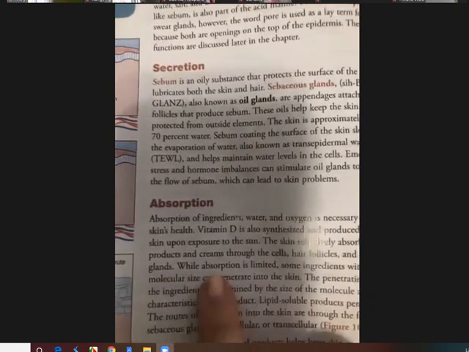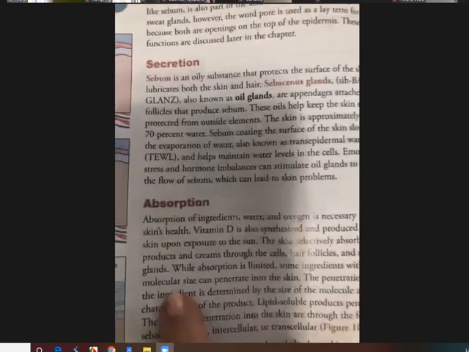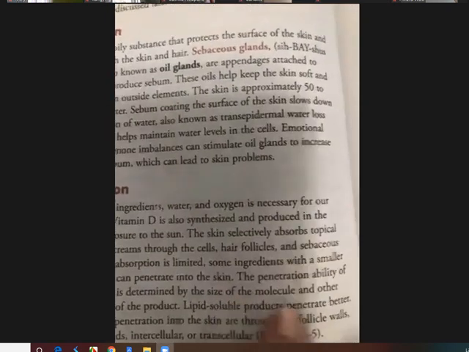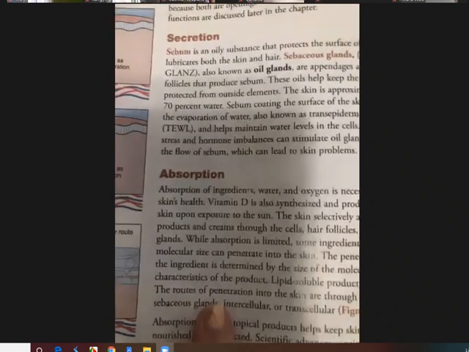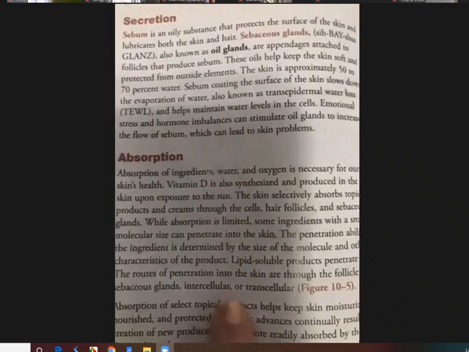So the skin selectively absorbs topical products and creams through the cell, hair follicle, and sebaceous gland. While absorption is limited, some ingredients with a smaller molecular size can penetrate into the skin. The penetration ability of an ingredient is determined by the size of the molecule and other characteristics of the product. Lipid-soluble products penetrate better, and the routes of penetration into the skin are through the follicle wall, sebaceous gland, intercellular or transcellular.